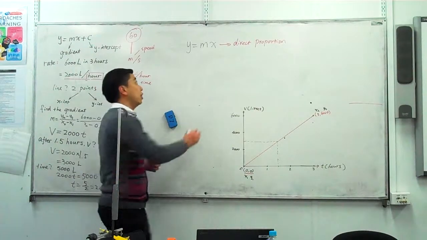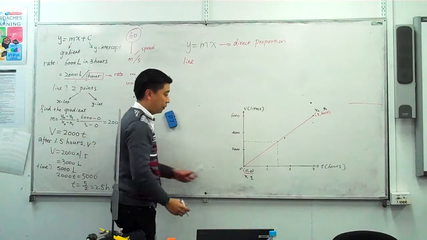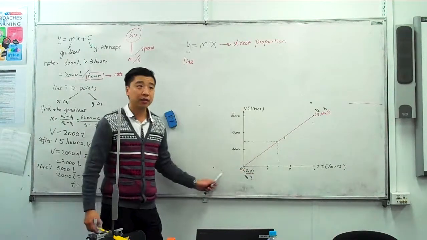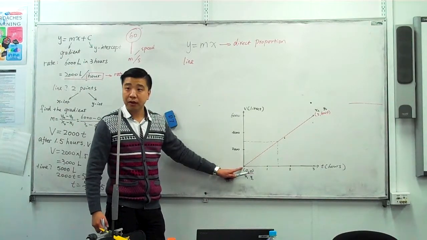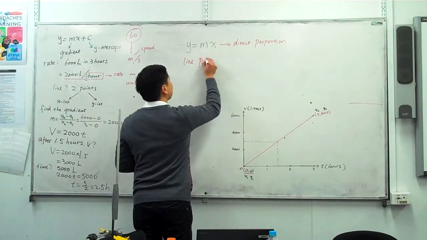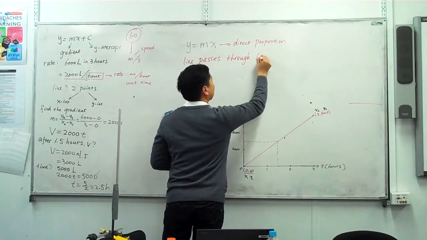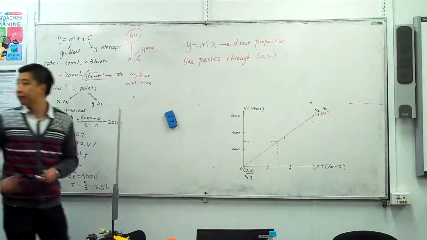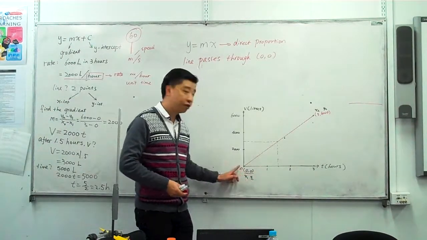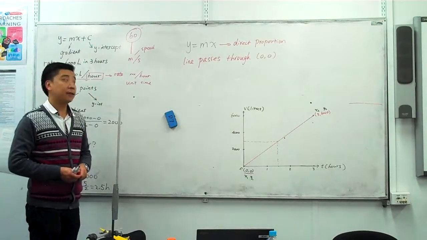Alright? And also, for direct proportion, what is the typical feature of the line? The line passes through 0, 0. Good. Origin. And also we can see if the line passes through the origin, this is a direct proportion. Alright? It's direct proportion.